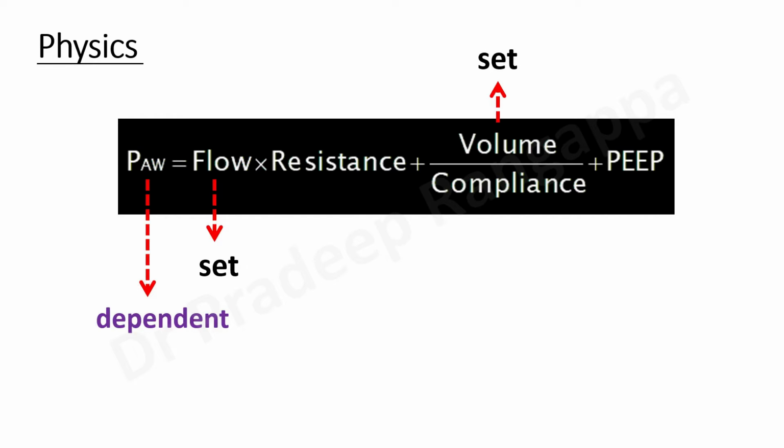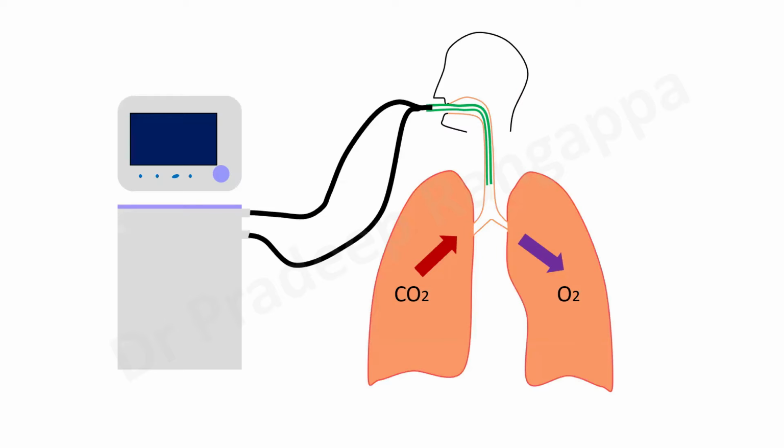And PEEP is a baseline PEEP that all of us have, which will keep the alveoli open. So the airway pressure pretty much depends on the flow that we set and the volume that we set. And the resistance is determined by the nature of the lung, and the compliance is determined by the underlying pathology. And baseline PEEP is what is existent. So the two parameters that we can set are the flow and the volume.